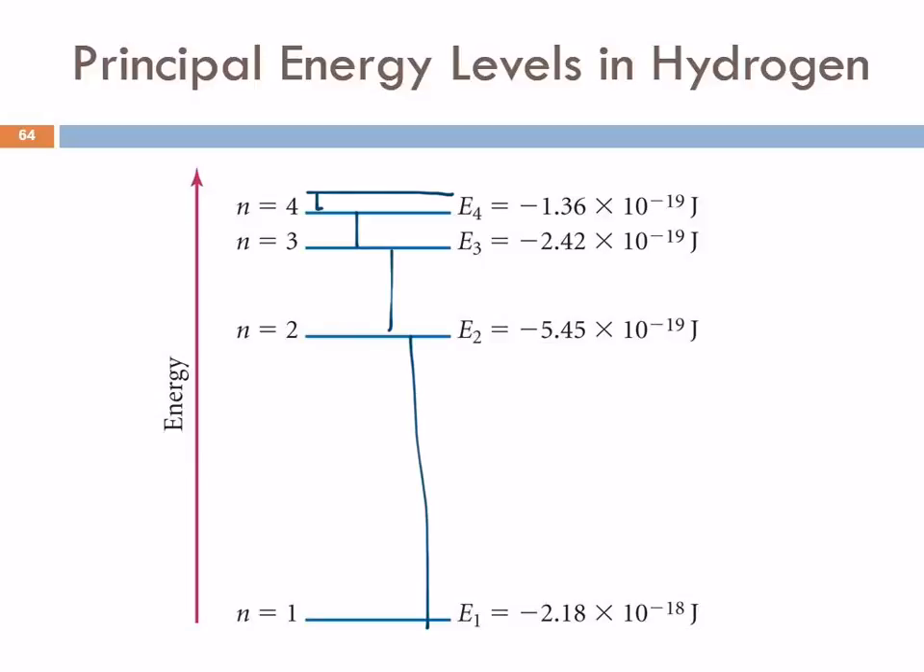Yes? So n is the orbit? We generally think of it as the principal energy level. I find it very convenient to incorporate ideas of the Bohr model just because it's so much easier to understand, while at the same time acknowledging to myself that they're not traveling in orbits. But yes, this principal energy level or quantum number n is similar to the orbits in the Bohr model.